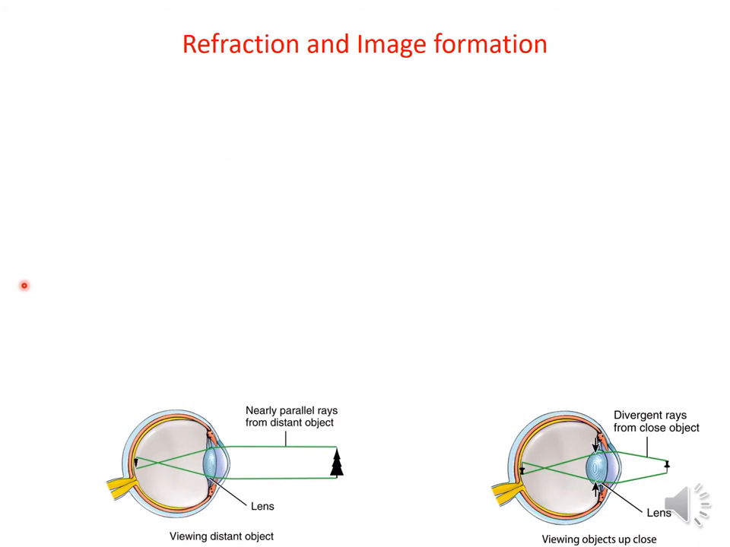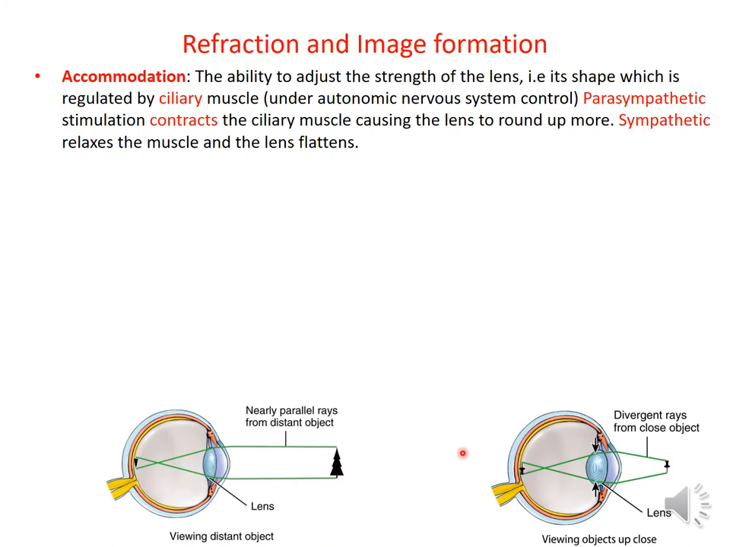Refraction and image formation. During the process of refraction, the second step is accommodation. And we mentioned what the meaning of accommodation. Accommodation is a change in the convexity of the lens to compensate for near vision, or decrease in the convexity of the lens to compensate for far vision. Here, under the effect of parasympathetic stimulation, parasympathetic produce contraction of the ciliary muscle. Sympathetic produce relaxation of the ciliary muscle. Increase in the convexity of the lens, more refraction of the light rays, produce accommodation to near vision. Decrease in the convexity of the lens, and this produce accommodation to far vision.